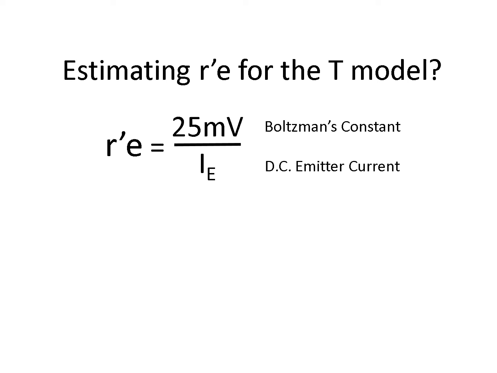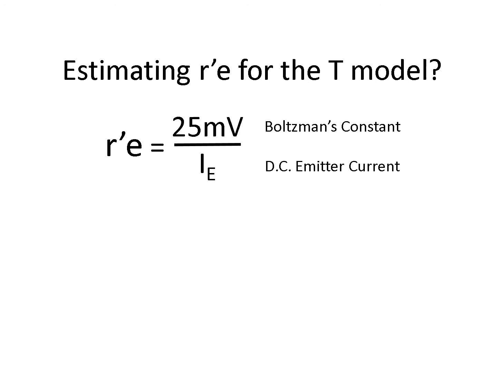So in summary, we would estimate r'e for the T model as being 25 millivolts over the DC emitter current. Now this 25 millivolts is something that is derived from Boltzmann's constant, and the current that you use is the DC emitter current when you solve the DC bias point. Now this formula, 25 millivolts, well, it's a voltage over a current, which will give you an impedance. But this 25 millivolts and the fact that it's IE just kind of came out of nowhere.